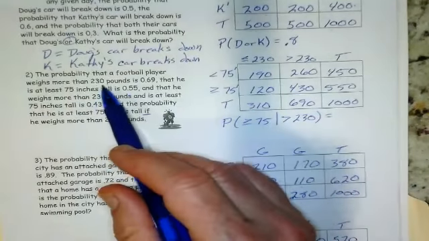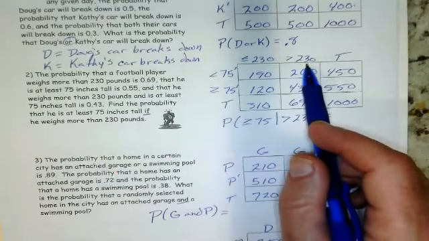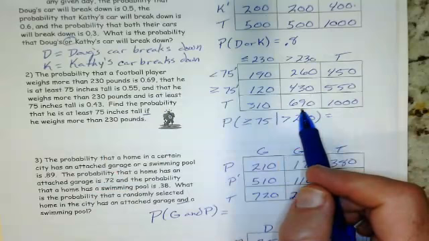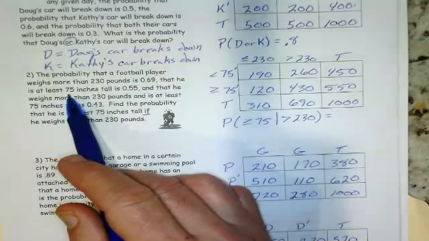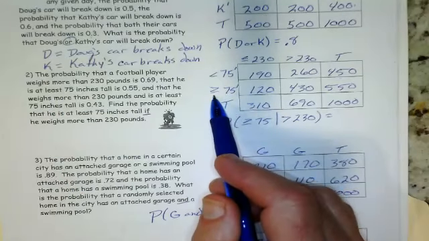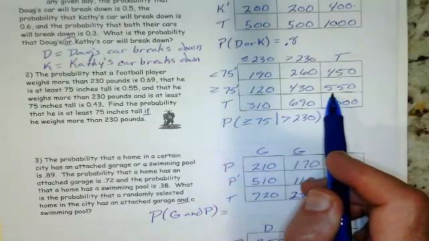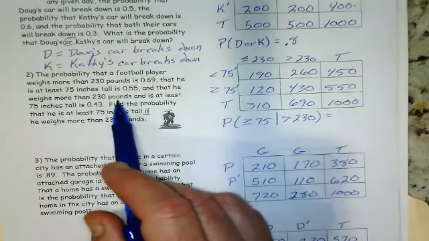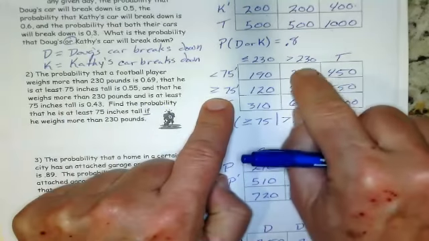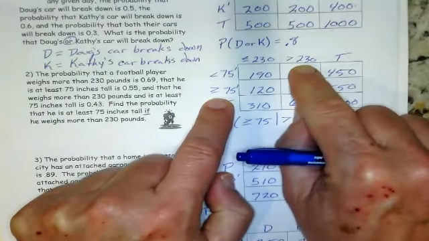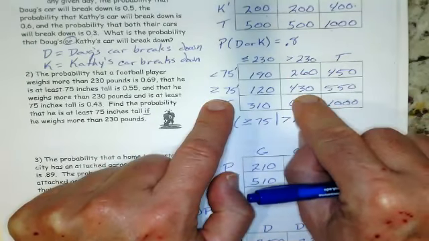In this case, we have the probability the football player weighs more than 230 pounds. More than 230 pounds is 0.69 or 690, again out of 1,000. That he is at least 75 inches tall. This is at least or greater than or equal to 75 inches is 550. And that he weighs more than 230 and is at least 75 inches is 0.43. So that's this number here where both occur, greater than 230, at least 75 inches or taller. That's 0.43, also known as 430.